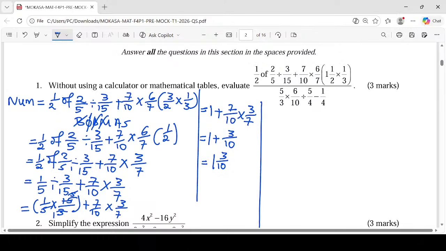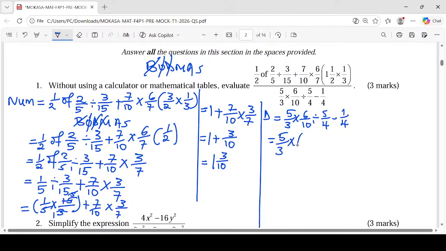With our denominator, we have 5 over 3 being multiplied by 6 over 10 divided by 5 over 4, then you subtract a quarter. And also here you have to apply BODMAS. We start with brackets, we don't have any, 'of' is not there, division is there. So we'll have 5 over 3 being multiplied by 6 over 10. The division changes to multiplication, then the next fraction reciprocates to 4 over 5. Then you have to subtract a quarter.